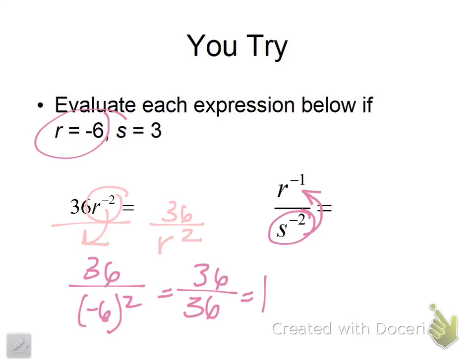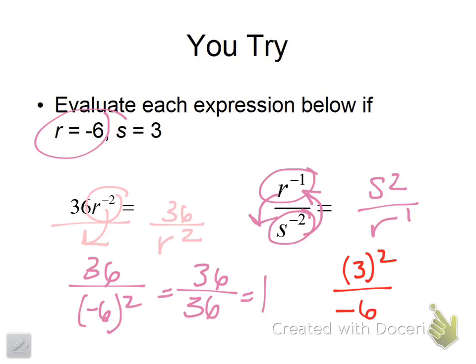So these ones are both negative, so we're going to flip-flop them. So it's going to be s squared over r to the 1. And then we're going to plug in our r and s. So our s is 3 squared, and our r is negative 6. So 3 times 3 is 9. And you can reduce that if you'd like.